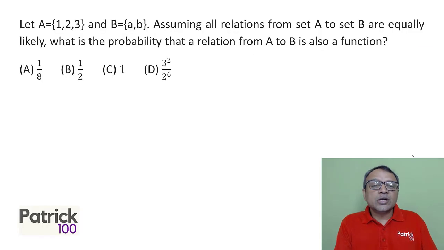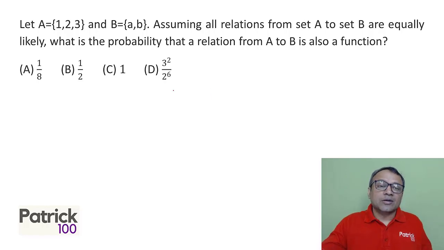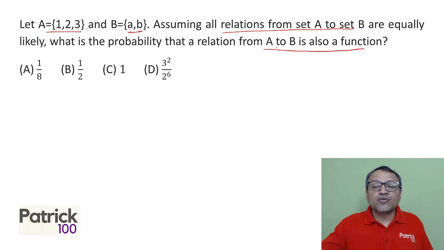So let's look at a question and a good method to solve it. You need to understand the fundamentals; without that it becomes very difficult. Here you have 3 values in A and 2 values in B. What is the probability that a relation from A to B is also a function? That means the number of ways it is a function upon the total number of ways. That is the probability. Now what is the total number of relations between sets A and B?